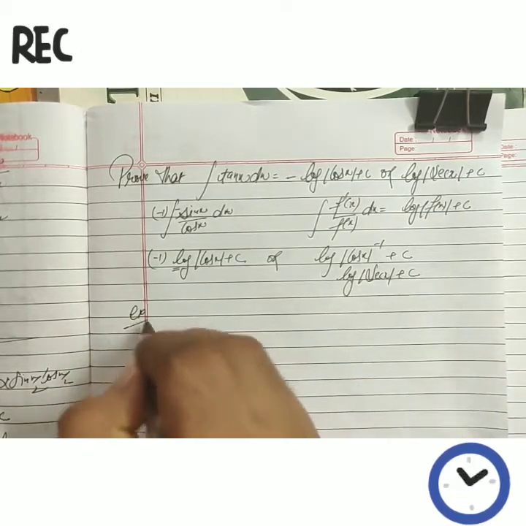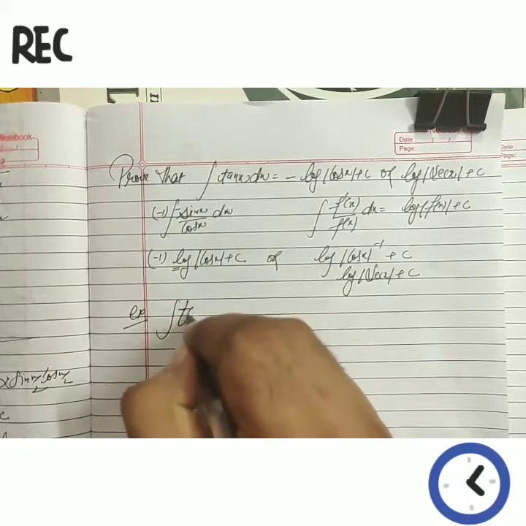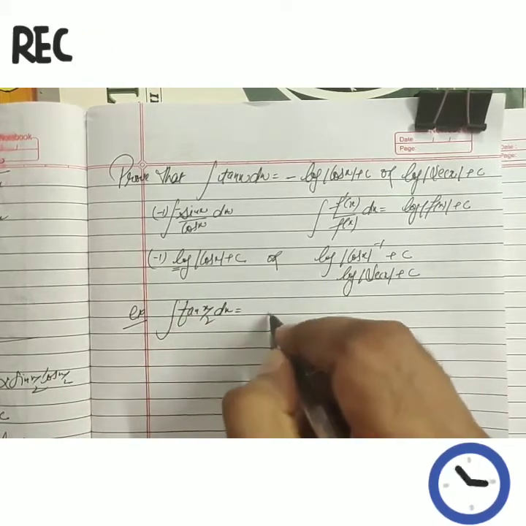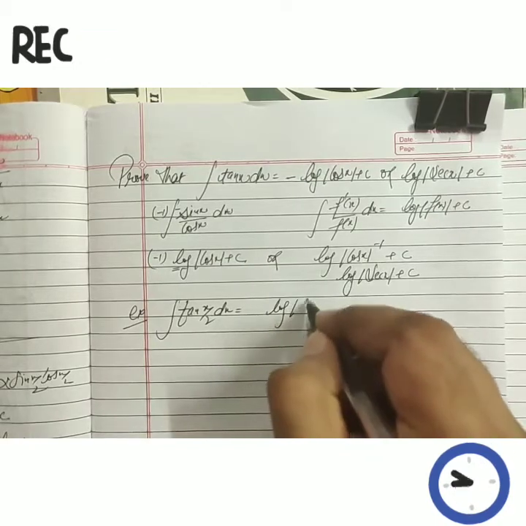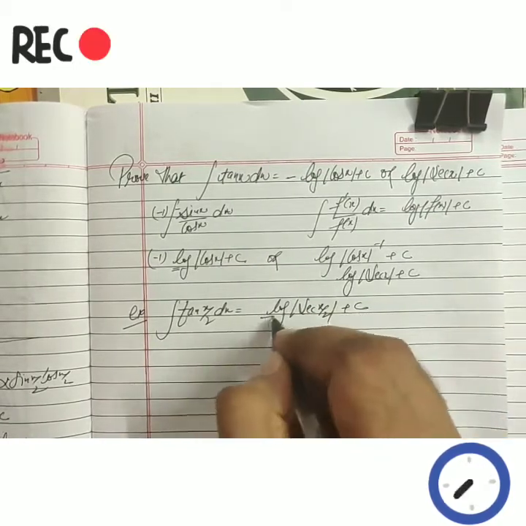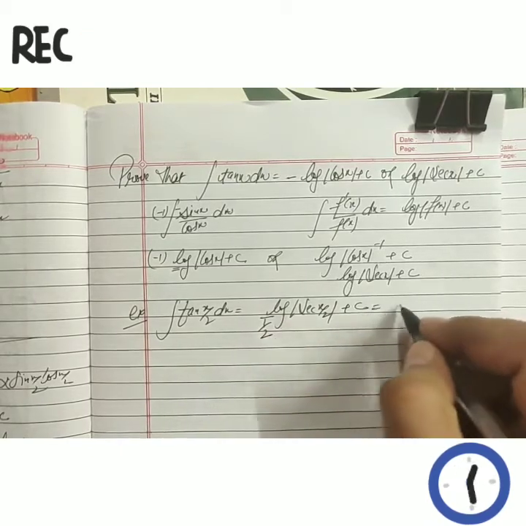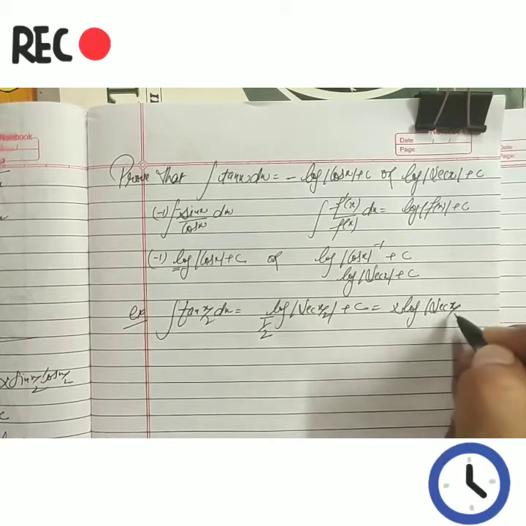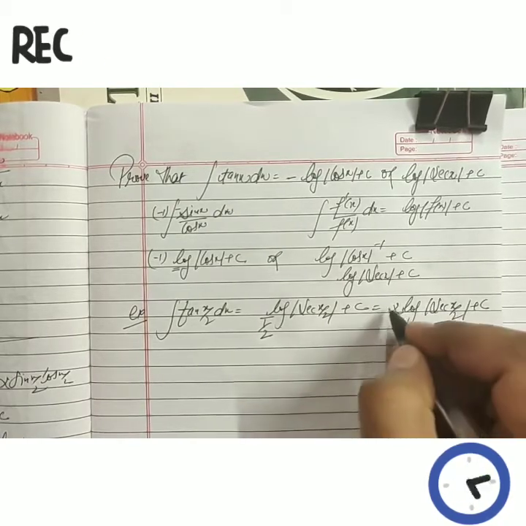An example on it we are going to take. If we have the integration of tangent of x by 2 dx, then the integration is given by log of secant divided by the derivative of the angle, which becomes 1 by 2. On simplifying we get double of log of secant x by 2 plus c.